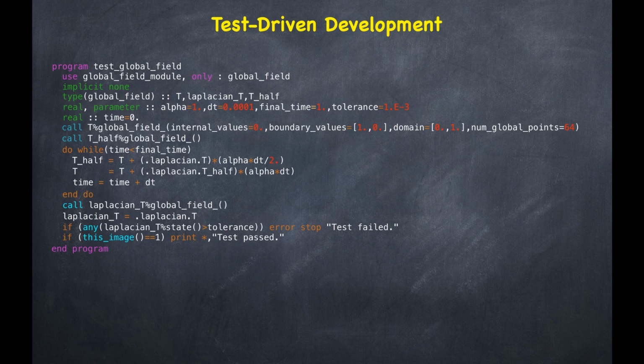That result becomes the left-hand side argument to a multiplication operator that will bind to the local field type. The result of that multiplication operator will be a local field that becomes the right-hand side to a global field addition operator, which takes the left-hand side global field T and produces a local field result. That result of the addition becomes the right-hand side to a user-defined global field assignment to T_half in one line and T in the subsequent line.